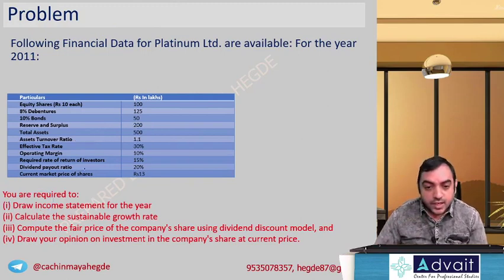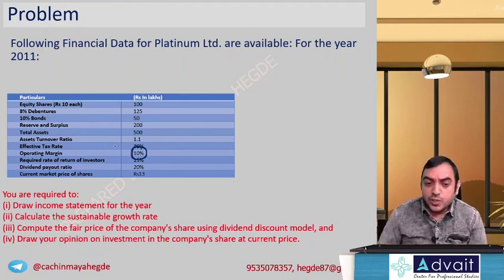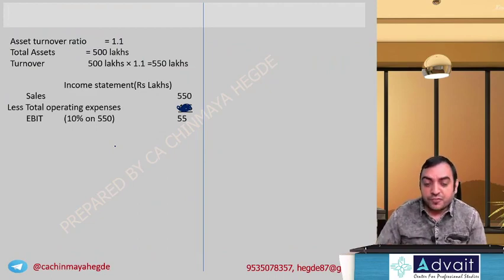Let's see what they've given regarding the earnings per share. Operating margin 10%. What is operating margin? Obviously calculate based on EBIT only. EBIT by sales. So 10% on sales. So 10% on 550, that is 55, operating margin 10%.